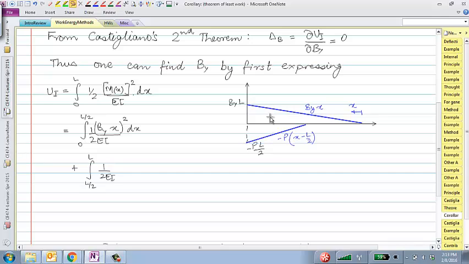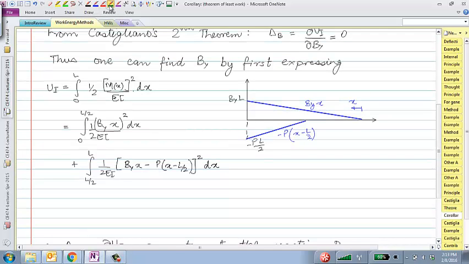I would need to add these two, right? So I would do By times x minus P times x minus L over 2, and there would be a square on the whole thing, right? And dx. So if I were to simplify this, what I would get is By minus P times x plus PL over 2. That's the thing being squared.